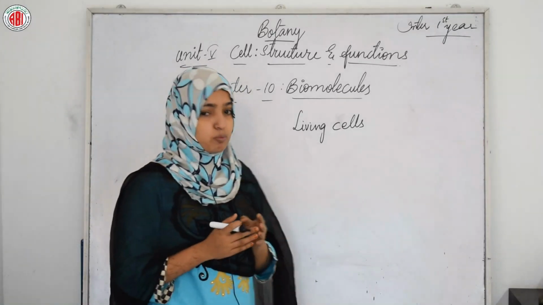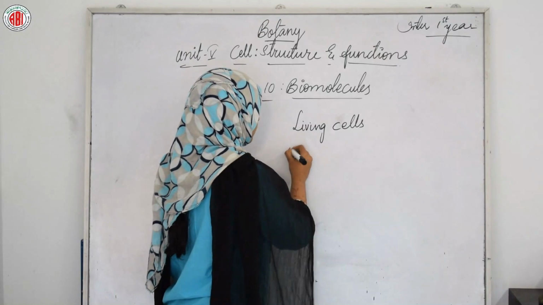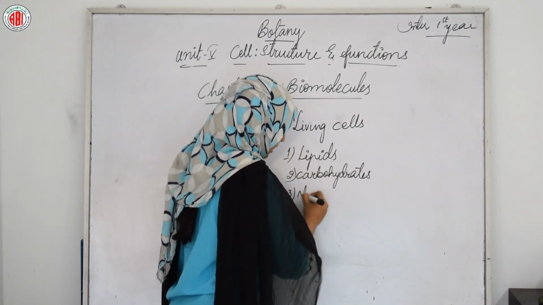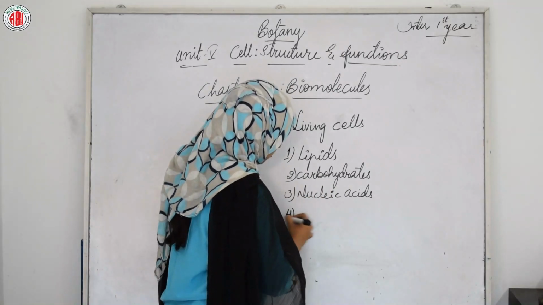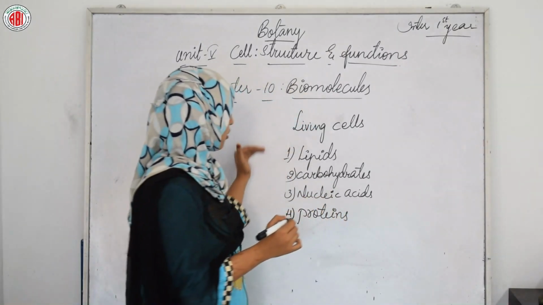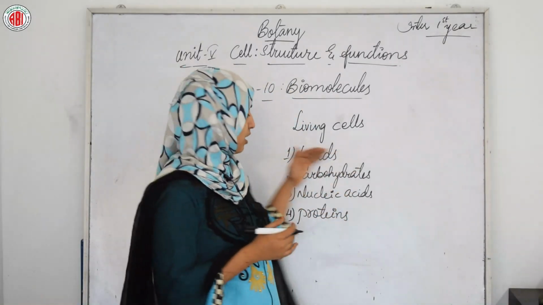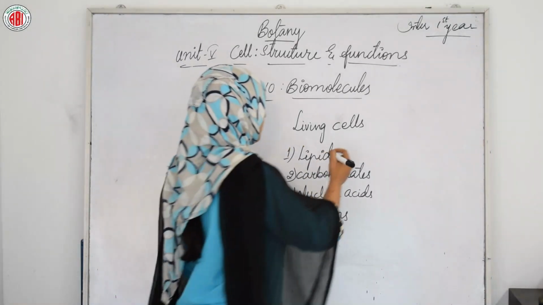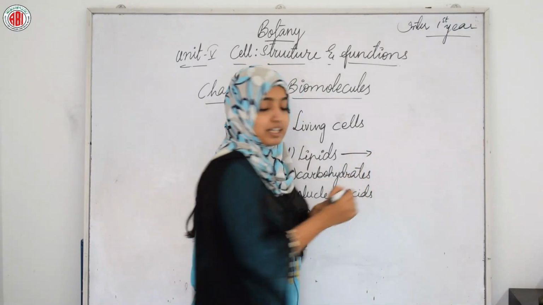So coming to the classification or the types of biomolecules, biomolecules are majorly 4 in number. The first one is lipids, then carbohydrates, nucleic acids, and the last one is proteins. These are the 4 major biomolecules that are produced by the living cells. Now without wasting our time, let us move forward towards the first one, that is lipids.